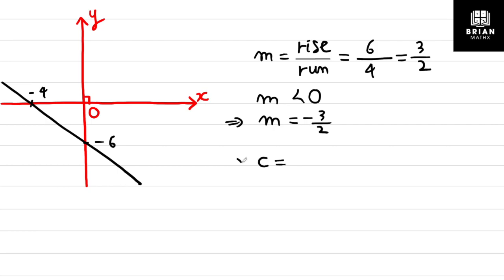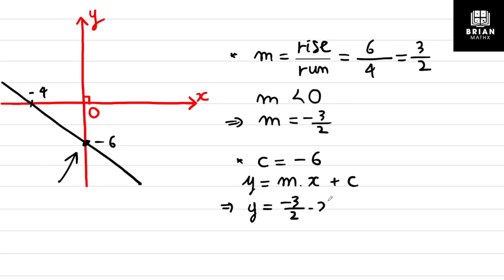About c, how can you find c? C is negative 6. This point is the y-intercept, the point belonging to the y-axis, where the line intersects the y-axis. And you got y equals mx plus c. For m, substitute the value of negative 3/2 in here, and for c, negative 6. So we're done for this question.